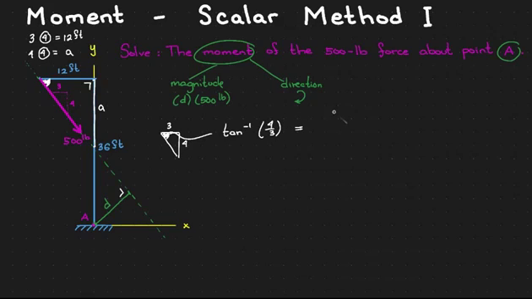Calculate that in your calculator. This comes out to be equal to 53.13 degrees. So by definition, tangent of 53.13 is equal to opposite over adjacent. Opposite side is A, adjacent is 12 feet. And so A is equal to 12 times tangent of 53.13. This is equal to 16 feet.